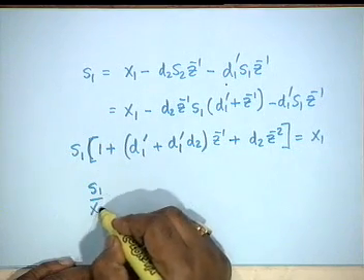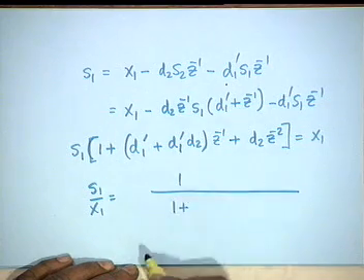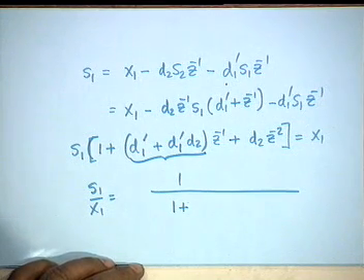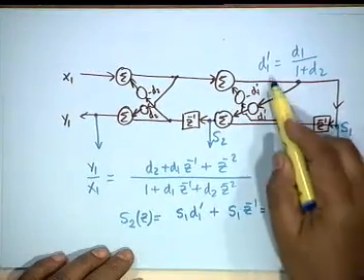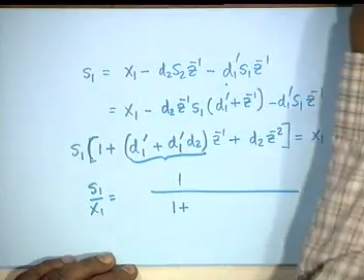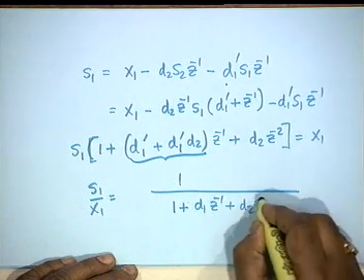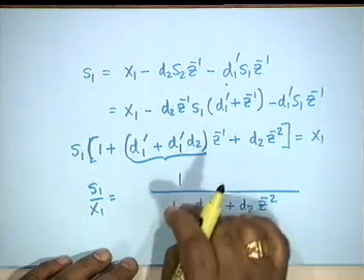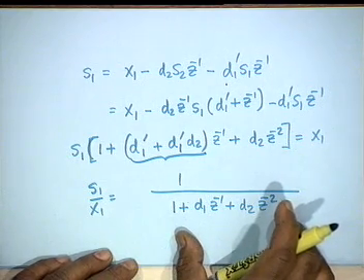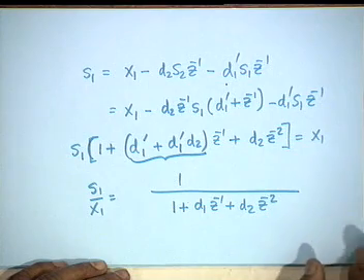Therefore, S1 by X1 is equal to 1 divided by 1 plus, now what is this? Isn't this precisely D1? Okay. D1 prime plus D1 prime D2 is precisely D1. Therefore, we get 1 plus D1 Z inverse plus D2 Z to the minus 2. The numerator is 1 and the denominator is the same as that of the all pass function or the required function. Okay. So, S1 has the numerator equal to 1.